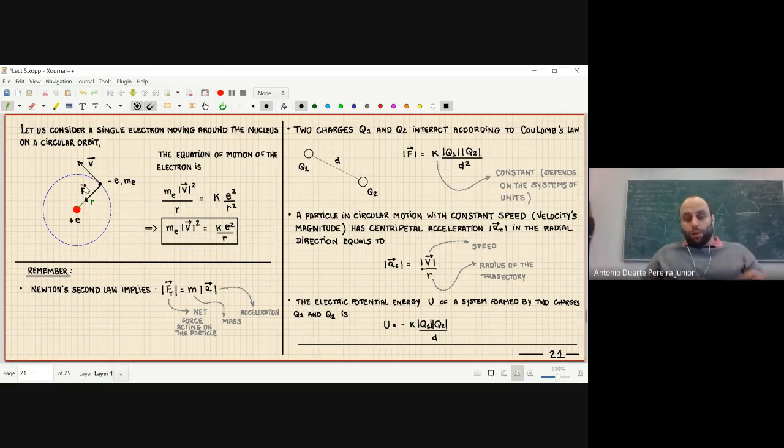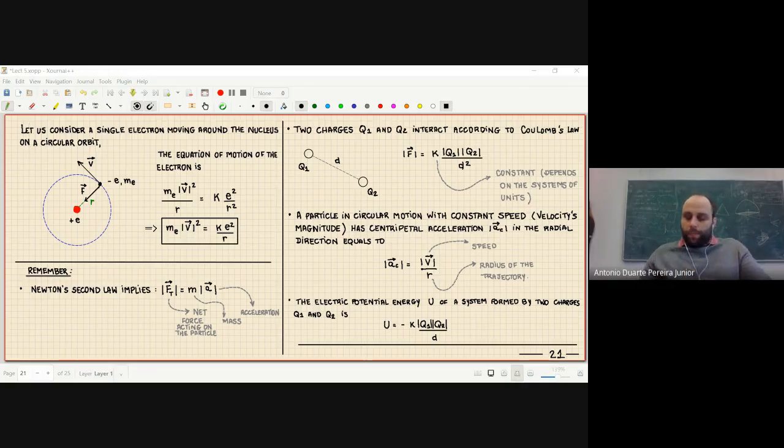And because you have a force that acts in the radial direction, this force will have the power of changing the direction of the velocity. So this force will produce a radial acceleration that will make this particle move in a circular orbit. Okay, does it answer your question? Okay, good.